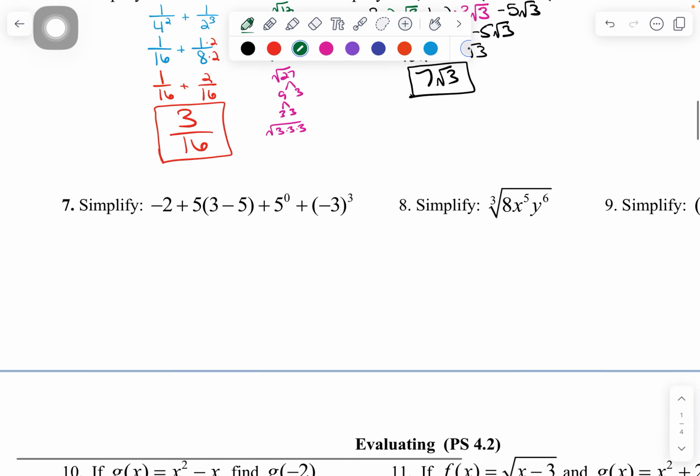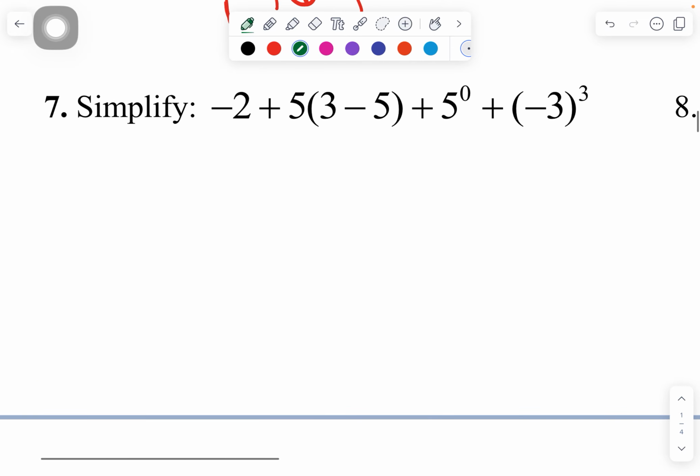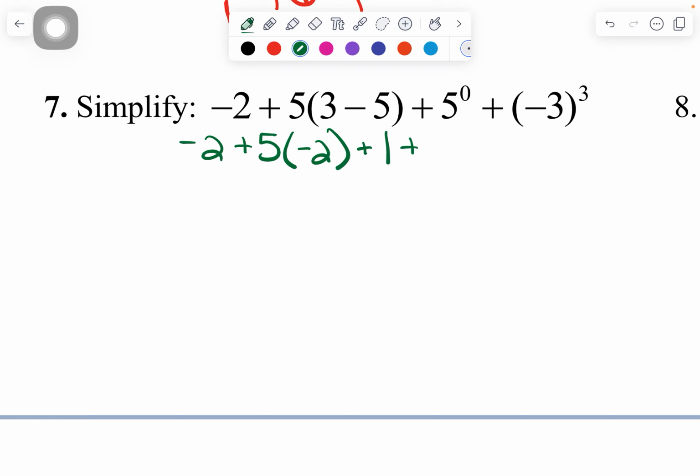All right, we're going to keep on going to simplify here. Love the order of operations. So let's do what we can for things that do not affect each other. In the parentheses, 3 minus 5 is negative 2. I'd recommend keeping the parentheses to remind yourself to multiply. Plus 5 to the 0 is 1, and then negative 3 cubed is negative 27. Not a huge fan of the double negative, but I'll fix that on the next line.